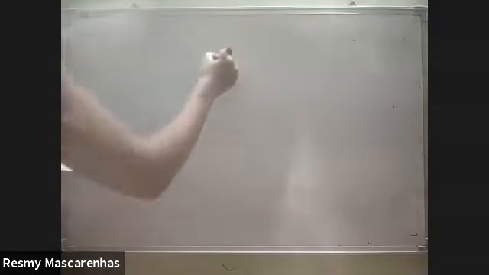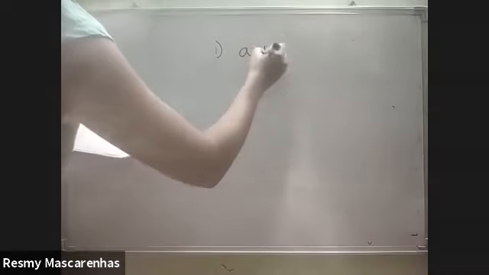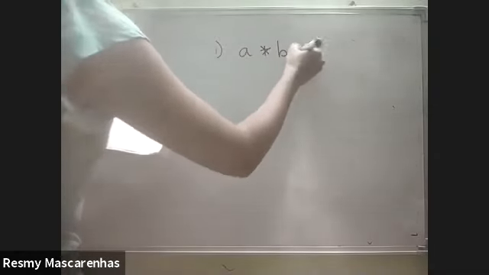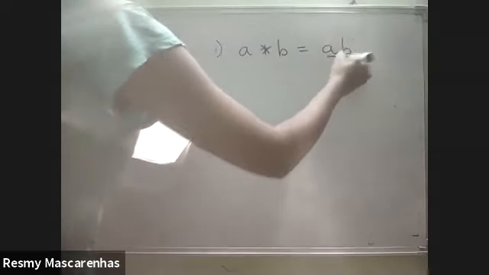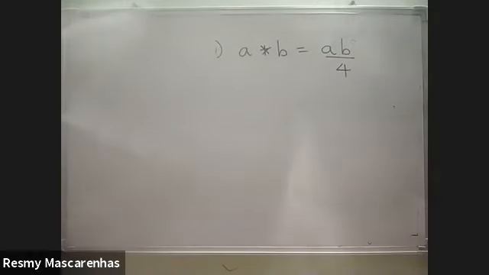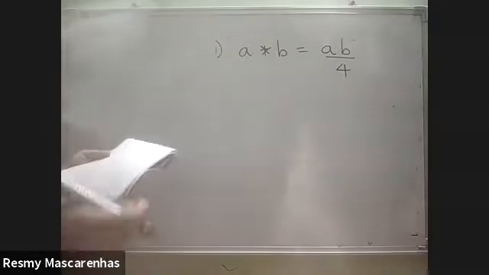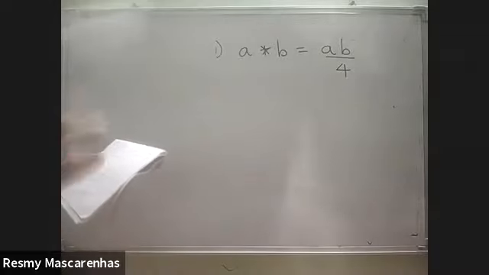Now the first exercise: let star be a binary operation on the set of rational numbers defined as follows. The first problem given to you is A star B is equal to A into B upon 4. This is the binary operation which they have given. Now we have to check whether this binary operation is commutative and associative. We have to find the identity element and the inverse also, if it exists.